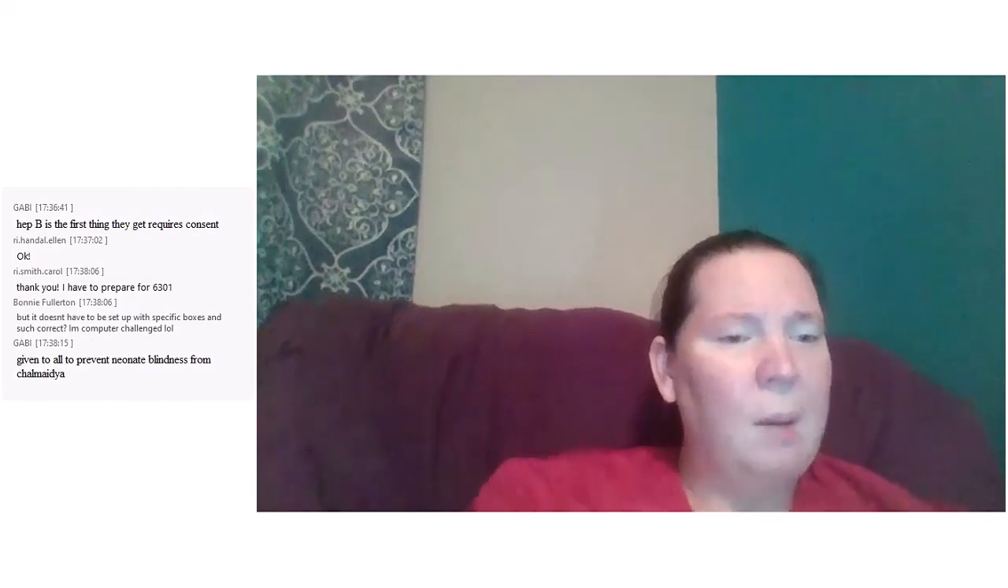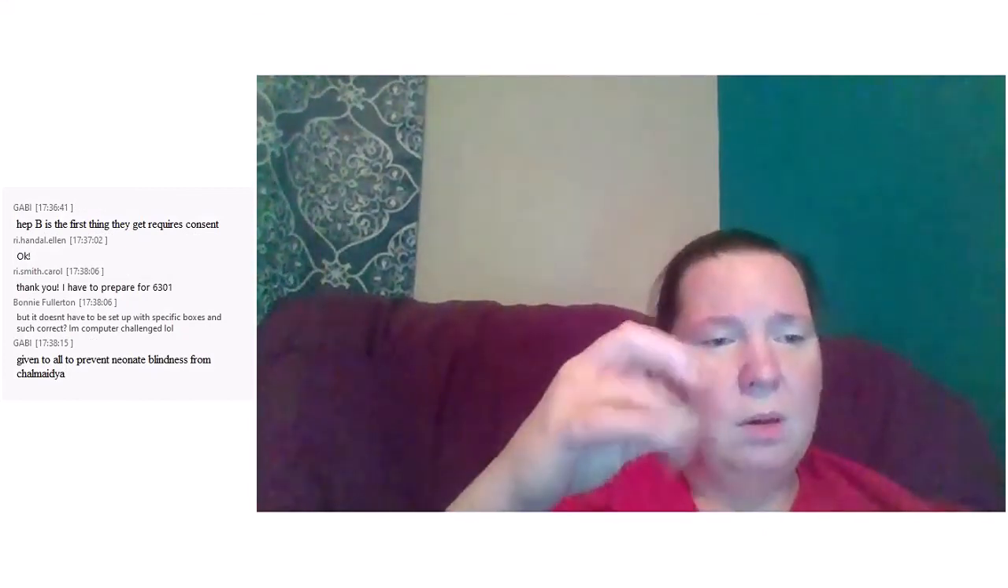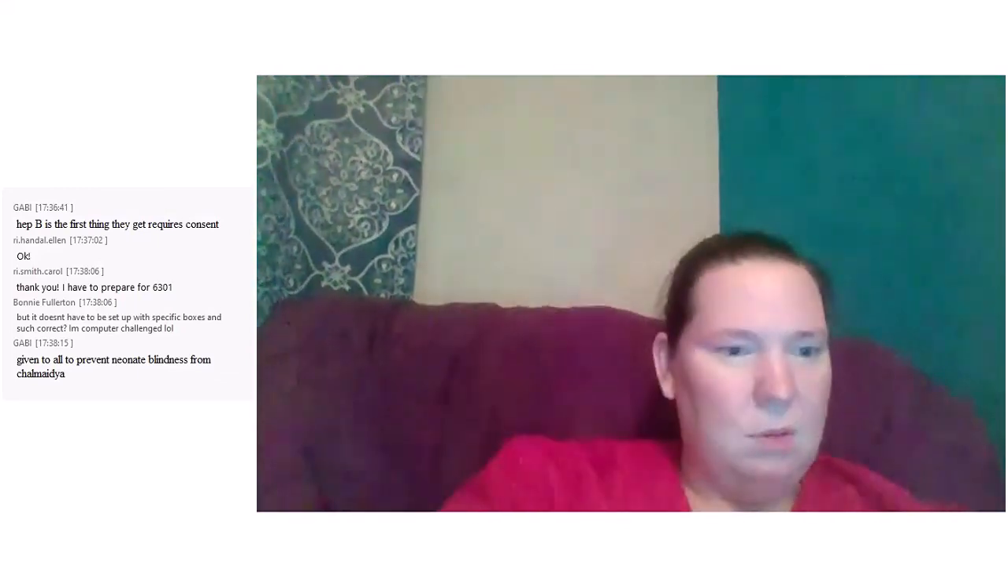What do you mean specific boxes? Like a box for each lab, or a box in general for lab values?